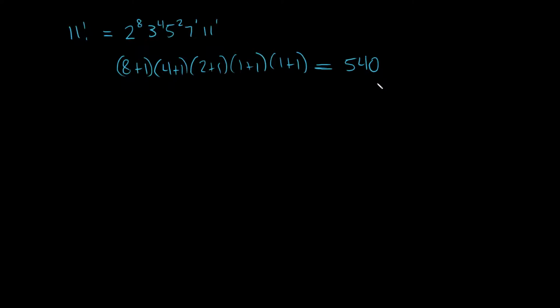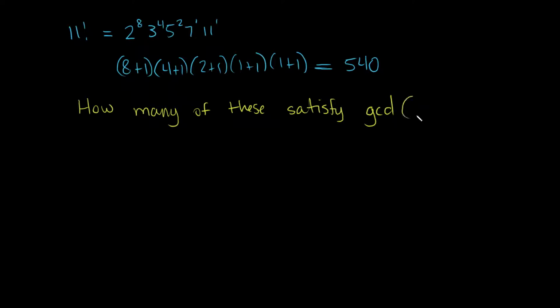Now, my question is, how many of these factors satisfy the following property? Satisfy that the greatest common divisor between that specific factor and the number 396 equals 12. How many satisfy this kind of arbitrary property that they have a GCD of 12 with 396?